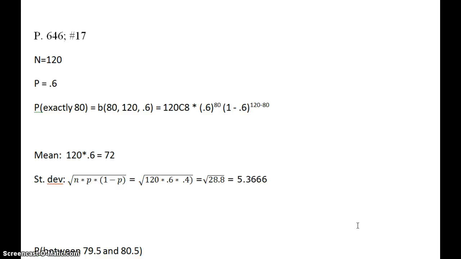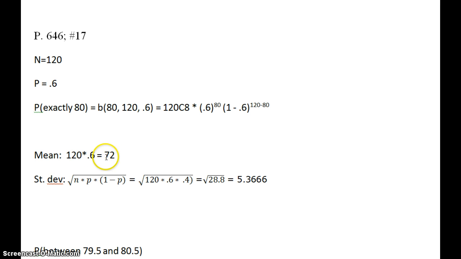We can pretend they're talking about people, and it's 120 chicken nuggets. That's the most somebody could eat. And the probability that they'll eat over a given amount of time is 0.6. So skip this line for right now. Let's go ahead and look at the mean and standard deviation here.